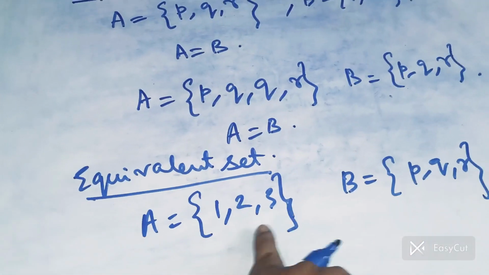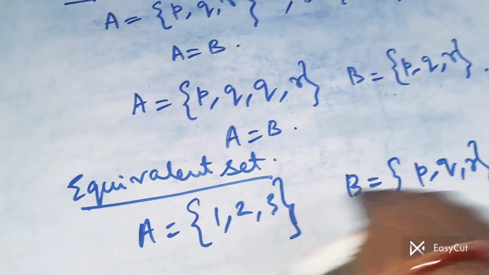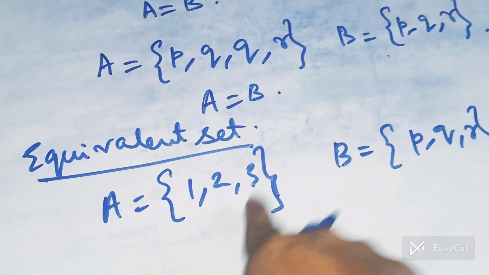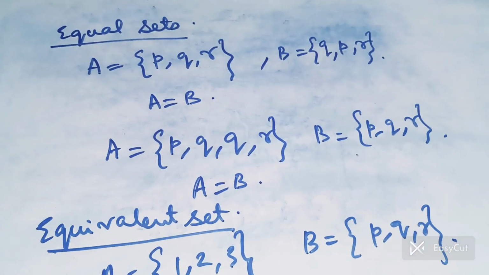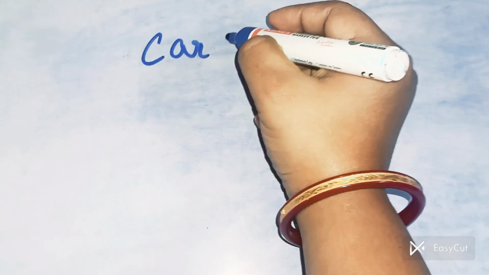But here the elements may not be same in equivalent set, but the number of elements should be same. Then this is called equivalent set. I hope it is clear. Next comes the cardinal number or cardinality of a set.